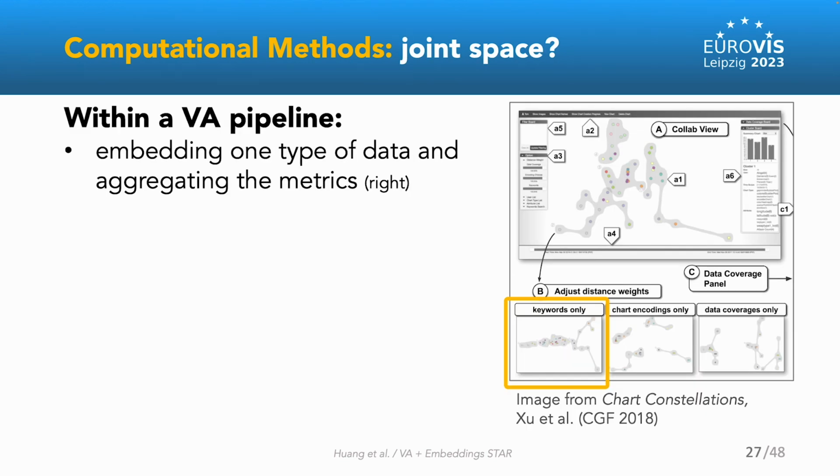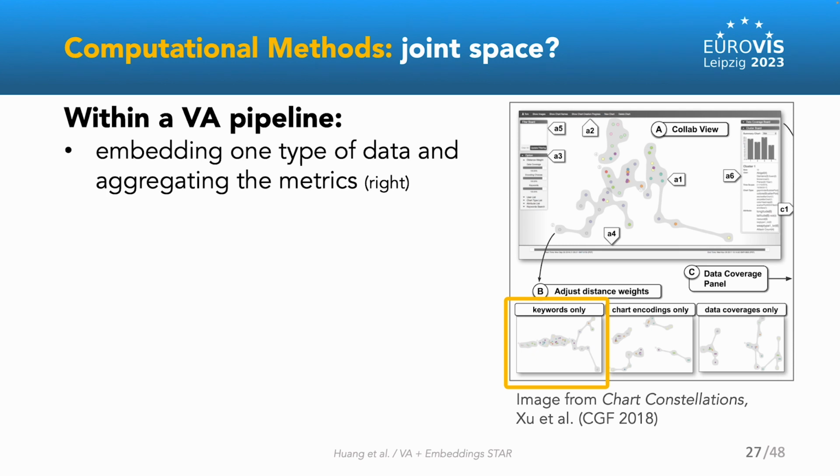We could see there are 2 ways to integrate embeddings into a VA system with both heterogeneous and homogeneous data. The first is about embedding one data type and getting the distance metrics, and at the same time using other methods to get a bunch of other metrics. A combination of those metrics determines the visual layout.